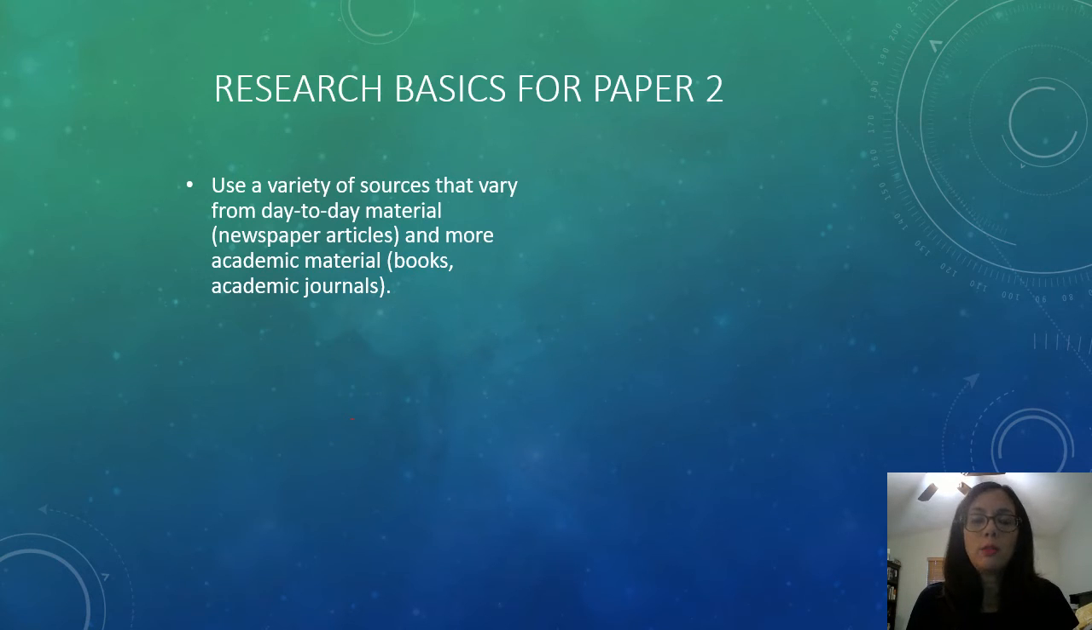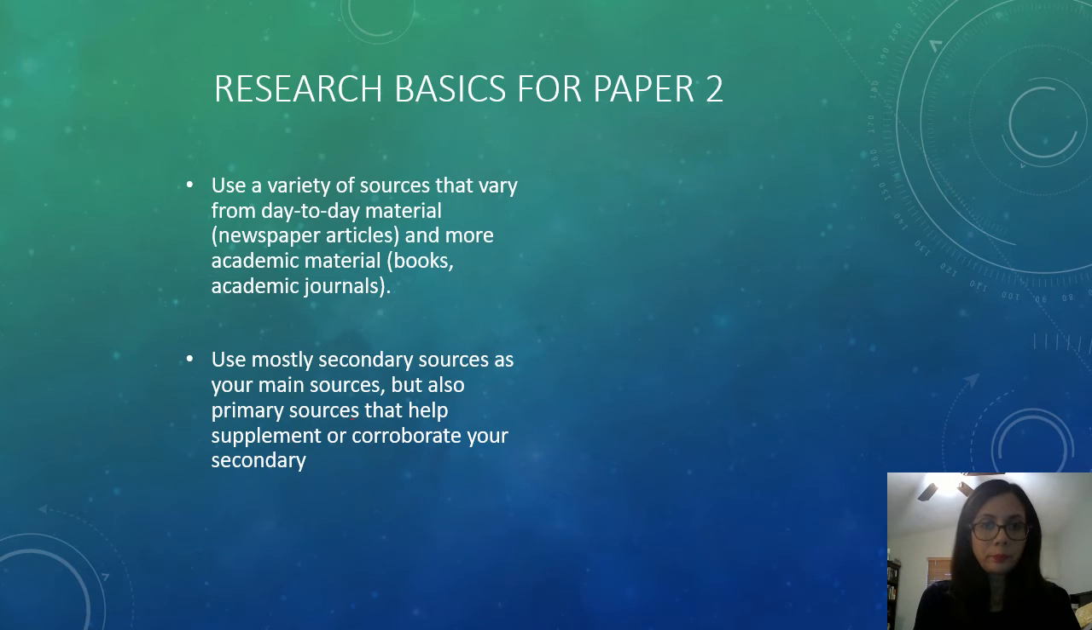First of all, use a good variety of sources. Don't just use whatever the first Google hits give you. These tend to be pretty pedestrian, pretty simple, day-to-day kind of material, like newspaper articles or magazine articles. You may find a really good one, but not all your sources should be like that. Also use academic material that you get from our school's database, but also from Google Scholar, for instance. Use mostly secondary sources because those tend to have the arguments, but primary sources are good. Like if you read a secondary source that mentions a study, go find that study and see what the author's conclusions of that study were. That can help with corroboration.